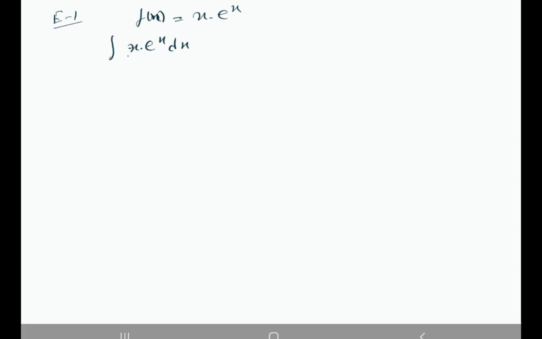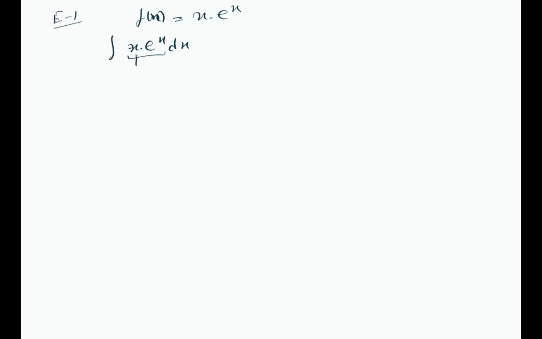Example 1. For example, we have a function f of x is equal to x times e to the power x. So integral of this function, integral of x times e to the power x dx. So we have two things here.